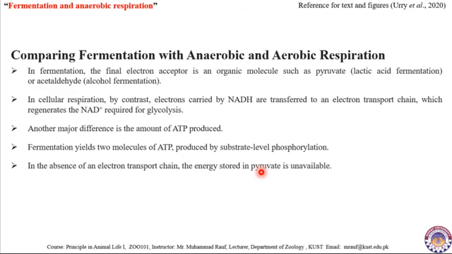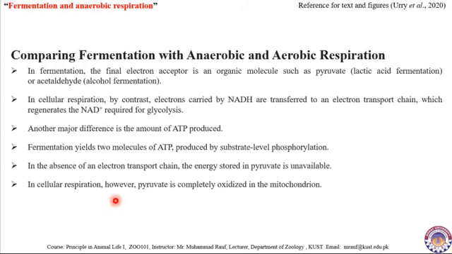Of course, pyruvate is a 3-carbon molecule and 2 pyruvate molecules are produced. So these 2 pyruvate molecules can still produce a significant amount of energy, but because of the absence of the mechanism, this pyruvate is wasted and it doesn't produce the amount of energy it is capable of. In cellular respiration, however, pyruvate is completely oxidized in the mitochondria where a Krebs cycle takes place.